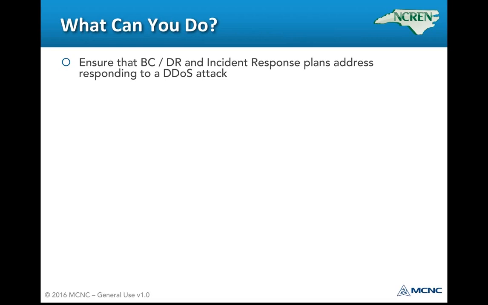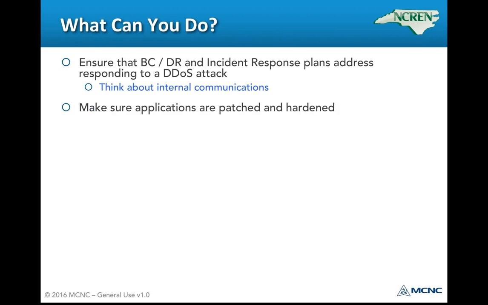And in that planning, you want to make sure to think about internal communications. That's important because sometimes people plan to communicate via email, or via phone. But if your phone is VoIP-based and the attack takes down the network, email and VoIP phone traffic may not be available to you. Those services might be taken offline by the attack. So it's important to think about how you plan to communicate.